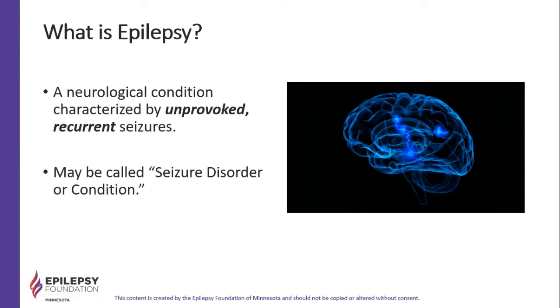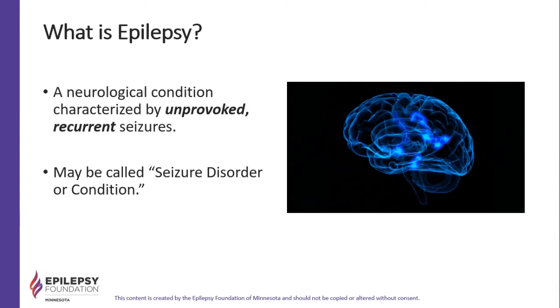We'll dive in with defining epilepsy and seizures. Epilepsy is a neurological condition characterized by unprovoked recurrent seizures. Three key terms in this definition are neurological, unprovoked, and recurrent. Neurological means a medical condition diagnosed by a healthcare provider that impacts the brain and the neurological system. Unprovoked means not caused by another medical condition or medical event.